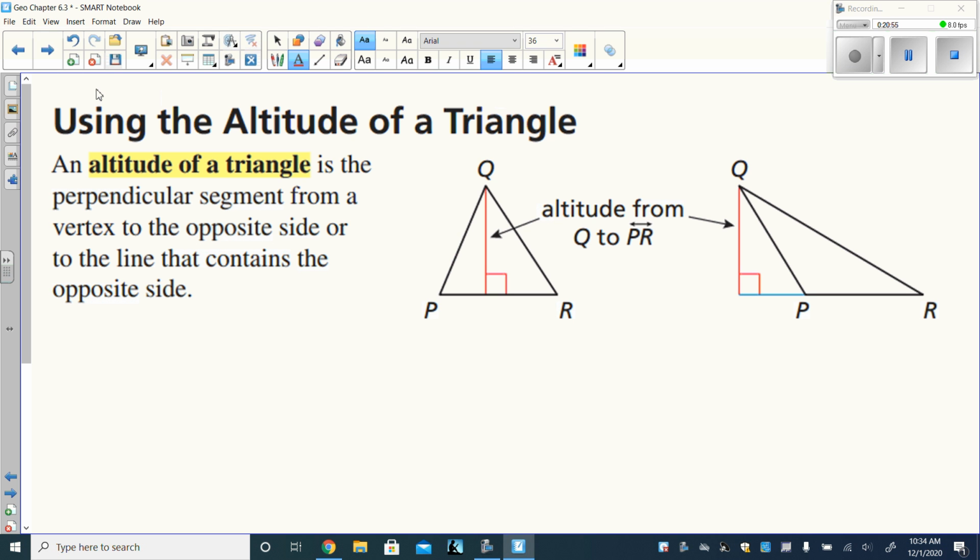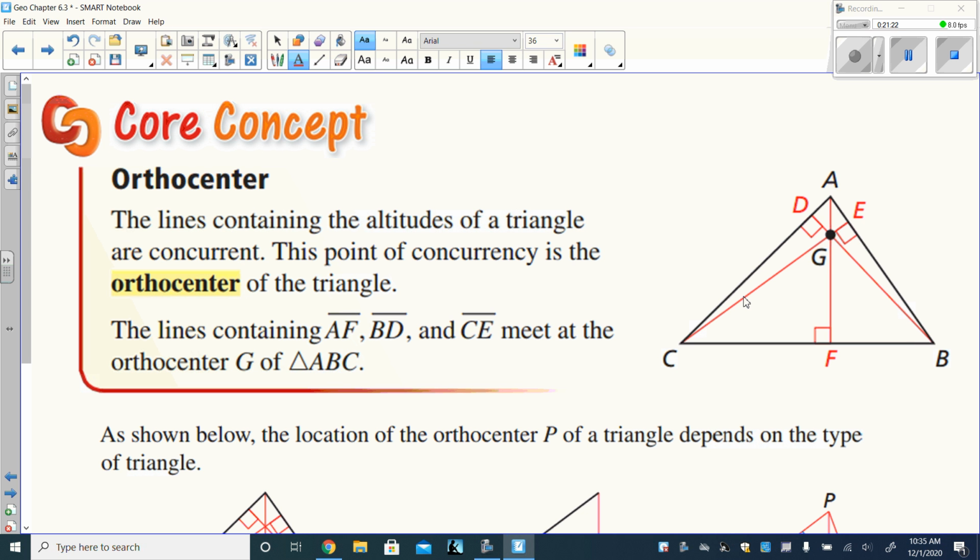Now the other thing we're going to talk about is something called an altitude of a triangle, using altitudes of a triangle. The altitude of a triangle is the perpendicular segment from a vertex to the opposite side, or the line that contains the opposite side. So like with an obtuse triangle, this altitude would not be a part of the opposite side. So we have to have this side containing it. Now the real key thing with the altitude, it's also the height of the triangle.